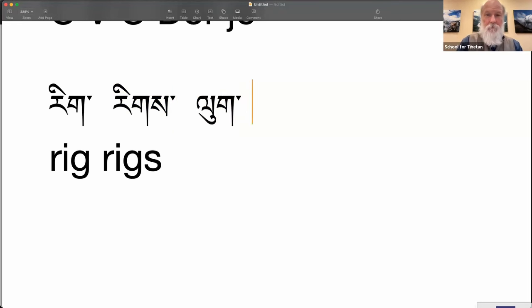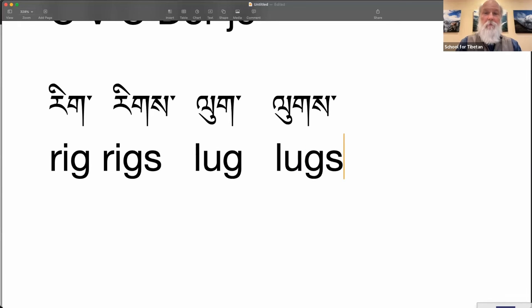Another example is lug, with the same variation. Lug means tradition, school, handing down things. Maybe you have heard the word in the name Geluk. Geluk means virtuous tradition. It is with the S at the end, if you like. Lug, without it, means sheep, which is not the same thing. It is not the virtuous sheep, Gelug. Well, these are the ways of the Tibetan language.